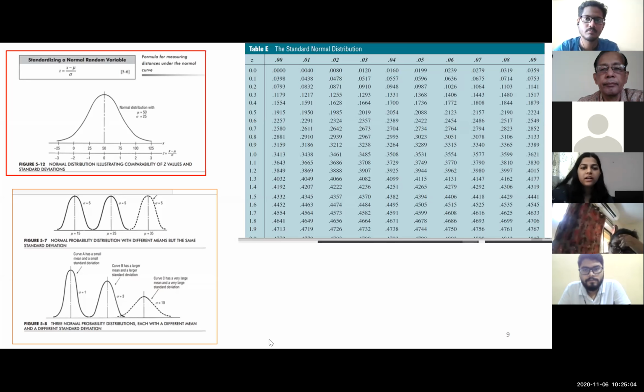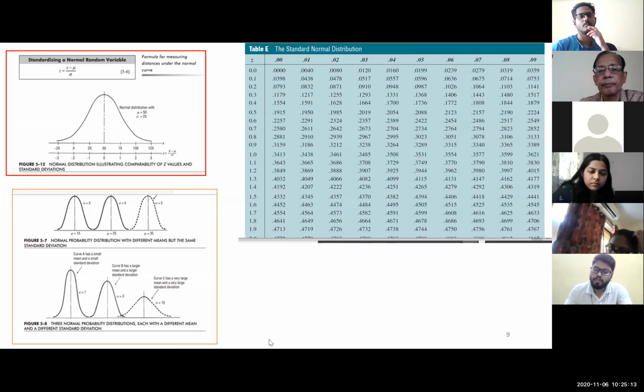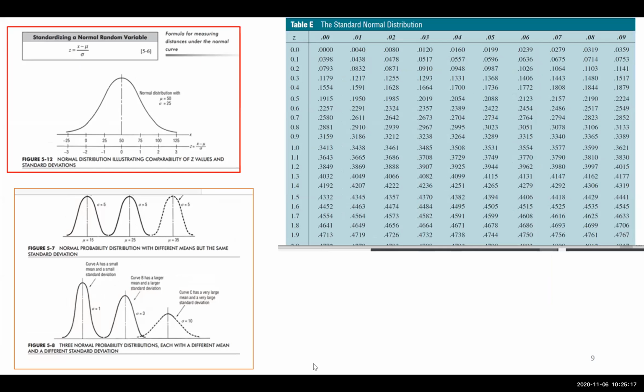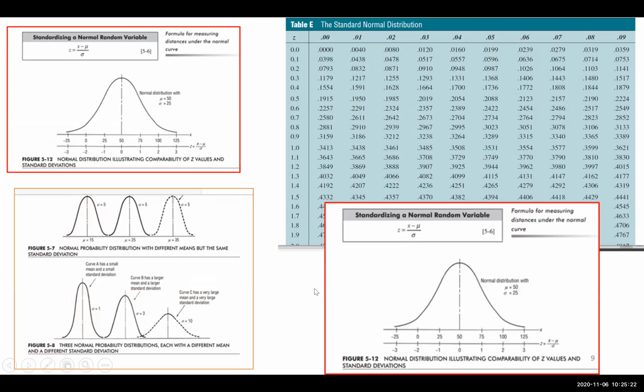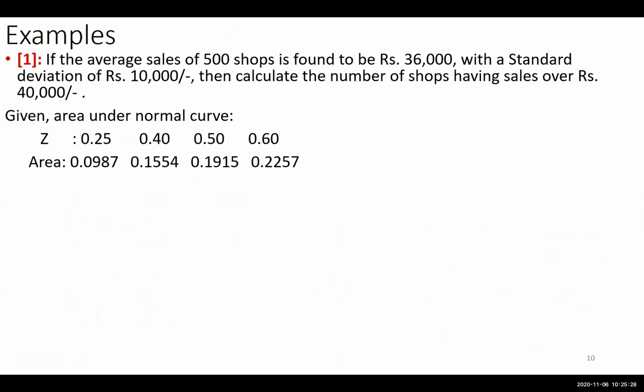So can you repeat the last one, 0.95? Suyasi, can you just address Soumya one-to-one? Soumya, find 0.9 in the Z column and 0.05 in the first row. Under 0.05, in the 0.9 row, 0.3289 is written. Thank you. Are you clear, Soumya? Yes, sir.